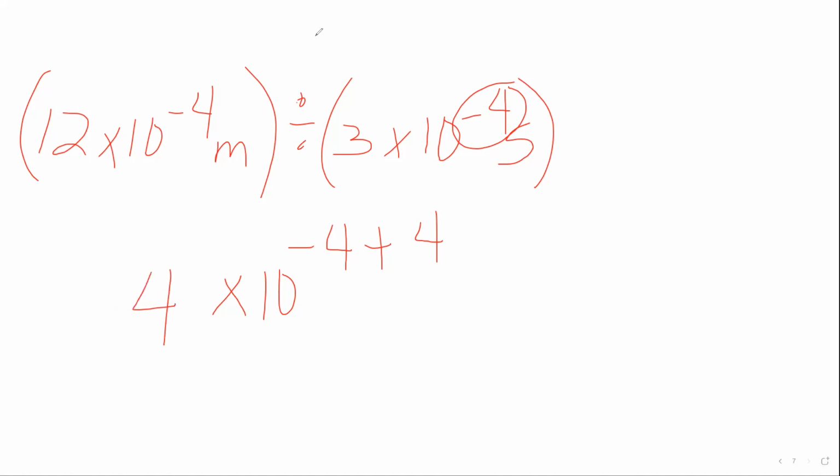Okay. Now, this only has 1 sig fig. This one has 2, so 4 is good. We don't have to put a 0.0. Times 10 to the negative 4 plus 4. So that is 4 times 10 to the 0, or 4, period. And that is meters per second.